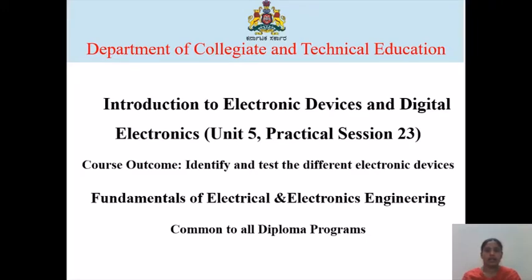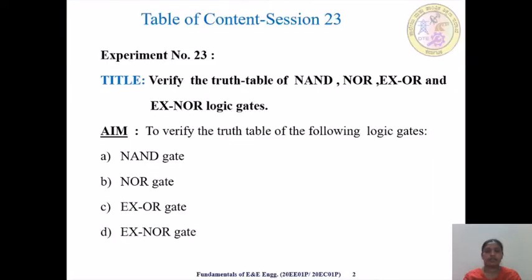Welcome to the practical section 23 of Unit 5 for the course Fundamentals of Electrical and Electronics Engineering. The title of the experiment is to verify the truth table of NAND, NOR, XOR and XNOR logic gates. Aim of the experiment: to verify the truth table of the following logic gates. They are NAND gate, NOR gate, XOR gate and XNOR gate.